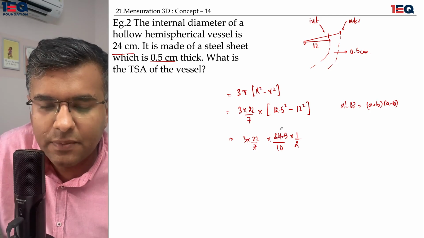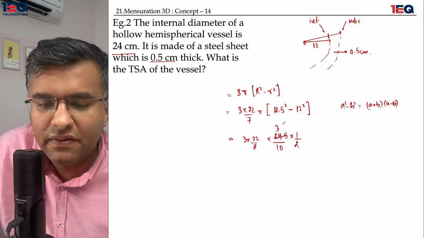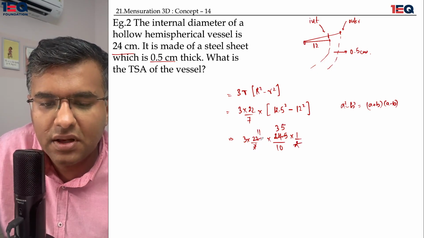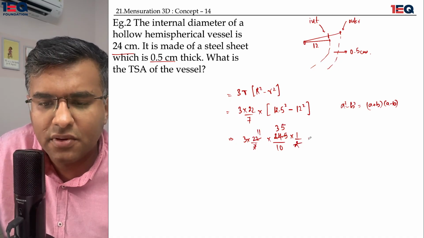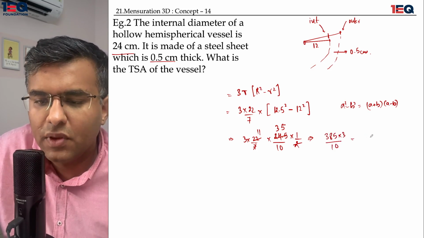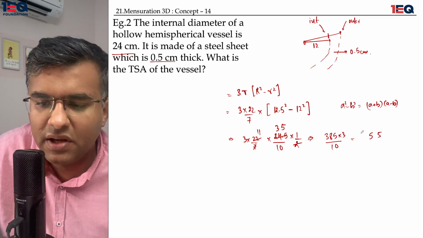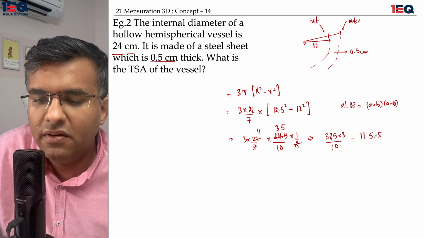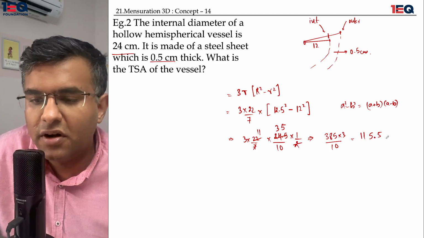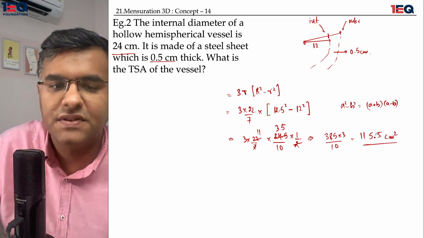So this is 7 ones are 7, and I use the 10 to remove the point from here. 7 threes are 21, 7 fives are 35. I have a 2 here, I'll let this be 11. Do I need to fiddle with it anymore? I don't think so. So we have 385 multiplied by 3 whole over 10. 3 fives are 15, 3 eights are 24, 25, 3 threes are 9 and 11. So 1155 upon 10, which gives me the answer 115.5 centimeter square. This is the total surface area we were talking about.